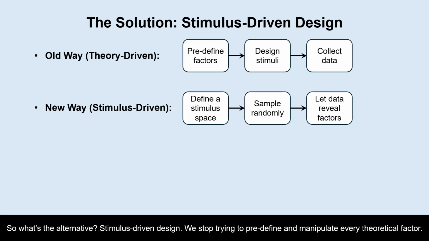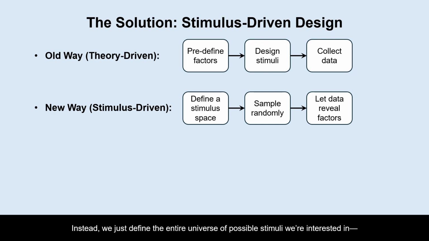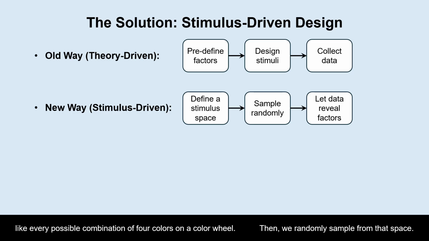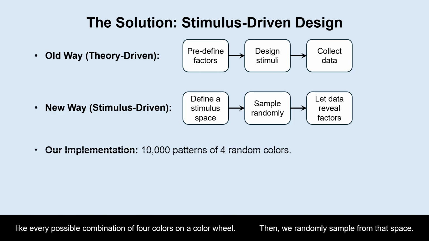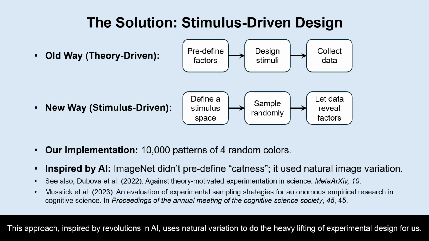So what's the alternative? Stimulus-driven design. We stop trying to predefine and manipulate every theoretical factor. Instead, we just define the entire universe of possible stimuli we're interested in, like every possible combination of 4 colors on a color wheel. Then we randomly sample from that space. This approach, inspired by revolutions in AI, uses natural variation to do the heavy lifting of experimental design for us.